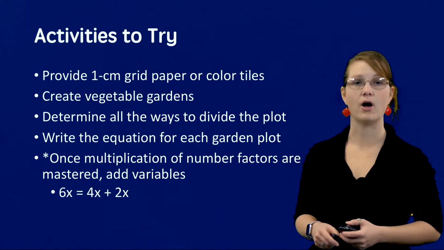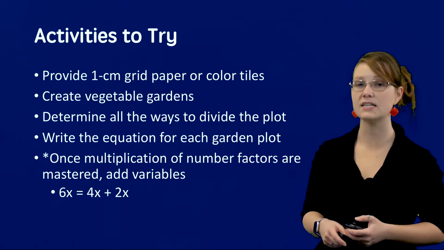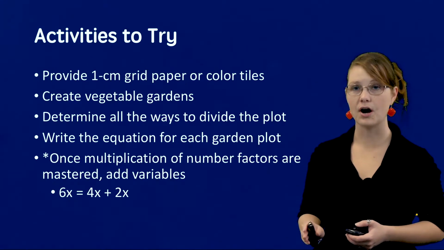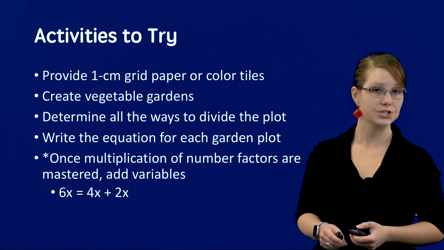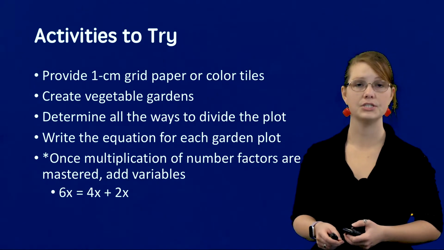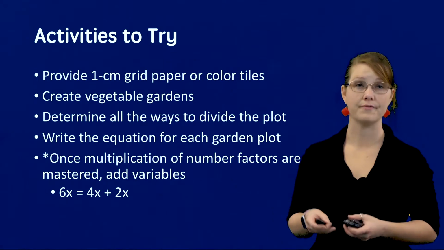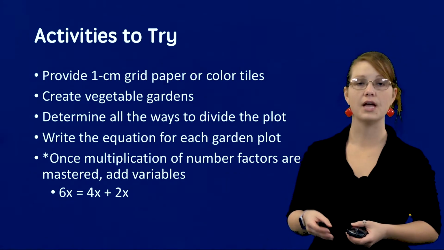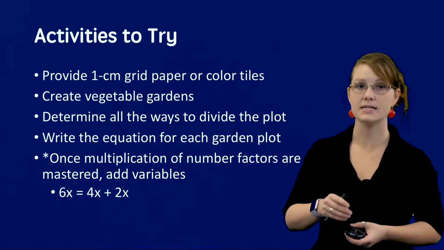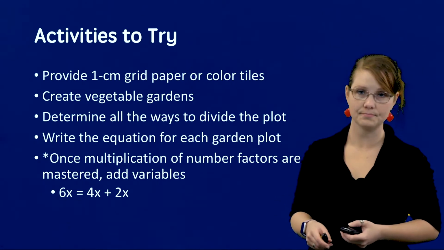Ask students to find all of the different ways to make a single slice to cut through the garden to divide the plot for the 2 different vegetables. For each slice, students write an equation. For example, if your product was 6, or your garden was 6 by 8, then you can have them write 5 by 8 plus 1 by 8.